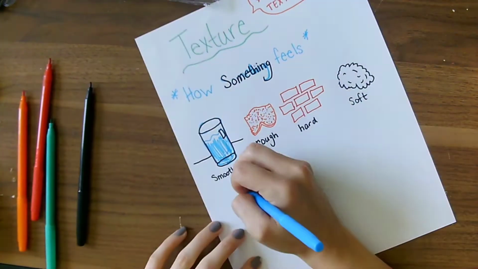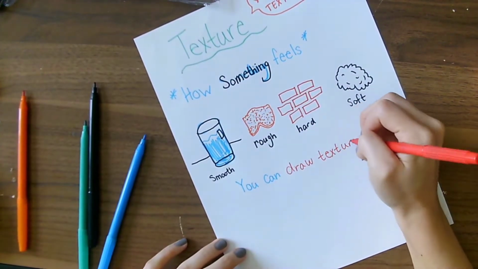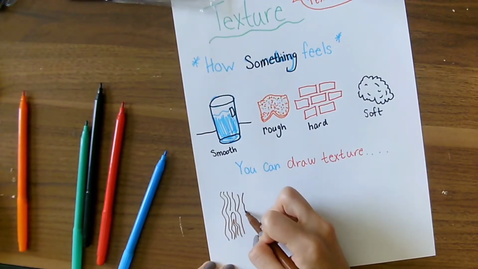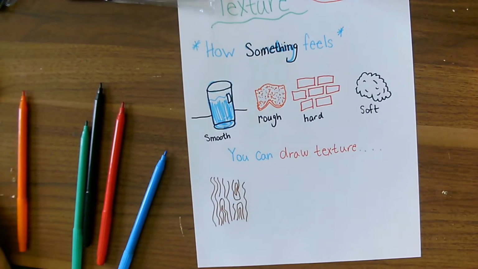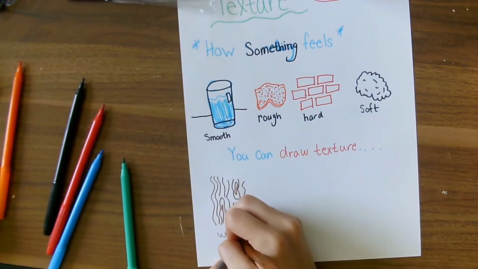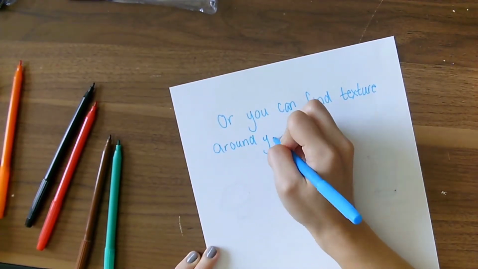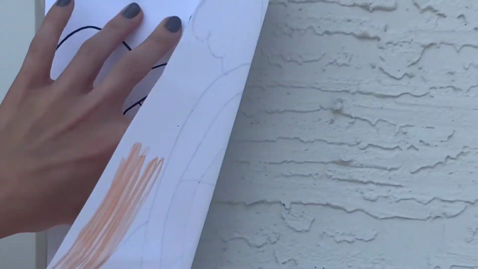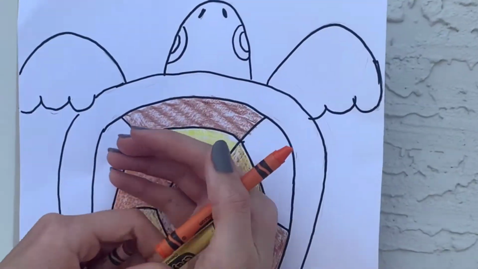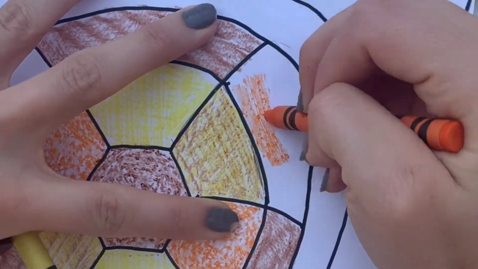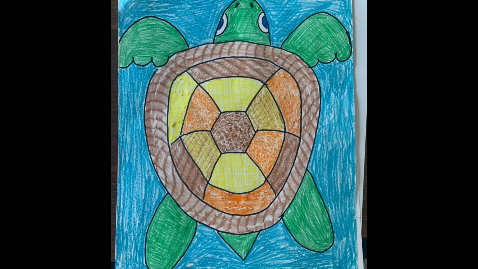And you feel texture in your daily life. You feel it all around you all the time. Now you can draw texture. For example, you can draw what wood looks like using squiggly lines. Or you can find texture in your homes and use a crayon to actually create that texture. That's what we'll be doing today. We'll be finding different textures and using art crayons to rub over the paper, and that will create the texture that we're trying to do.